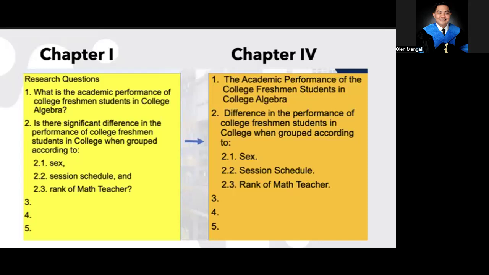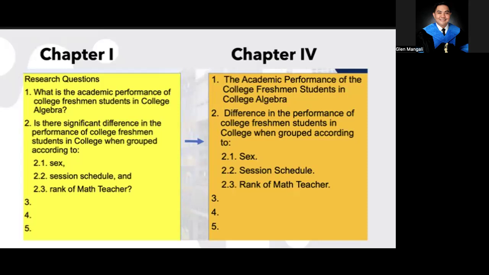For example, if the research question is on the academic performance of college freshman students in college algebra, you need to have a counterpart of that in chapter 4, which focuses on the academic performance of college freshman students in college algebra. You will notice that instead of writing the question, you present in chapter 4 a declarative statement.